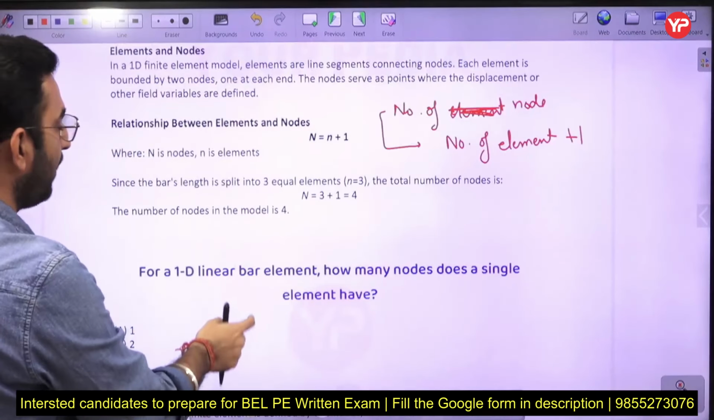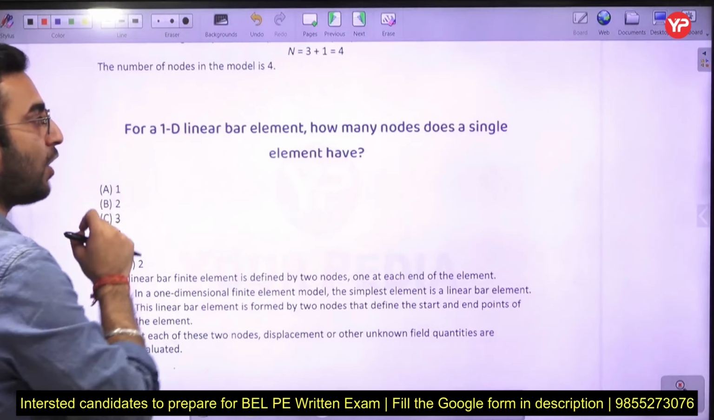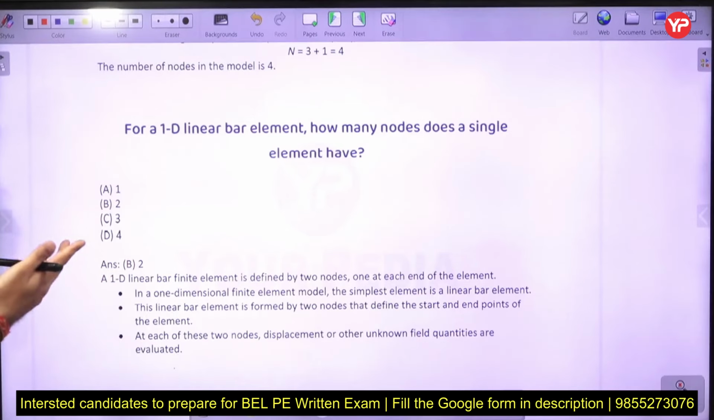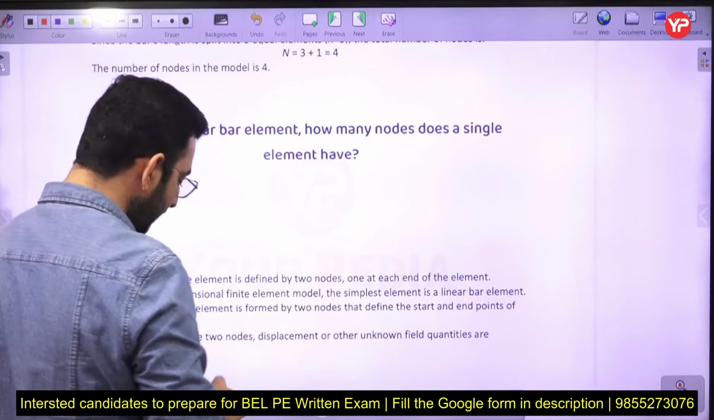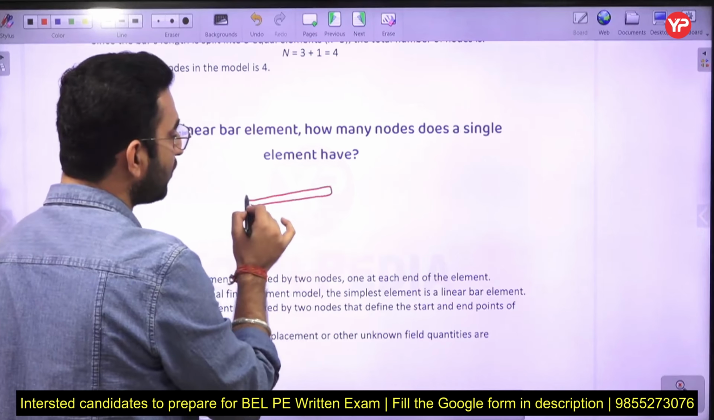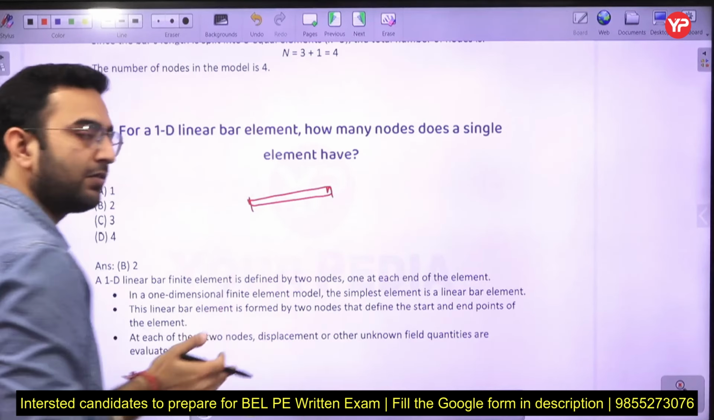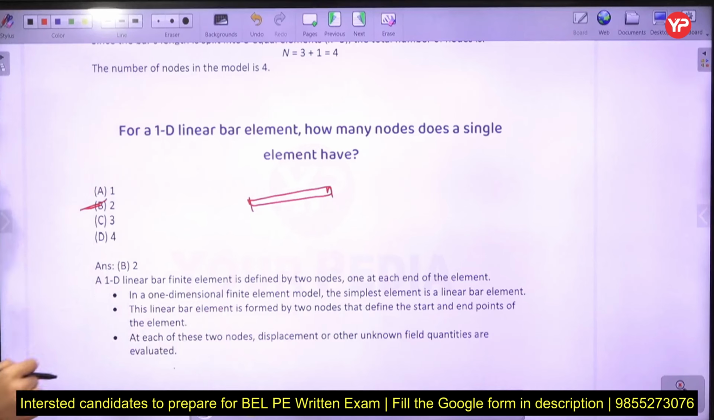Next part, for a 1D linear bar element, how many nodes does a single element have? We have seen that. In the case of a 1D structural element, how many nodes are there? Only 2 nodes are going to be there. So that's a simple case. Okay, anything else here?